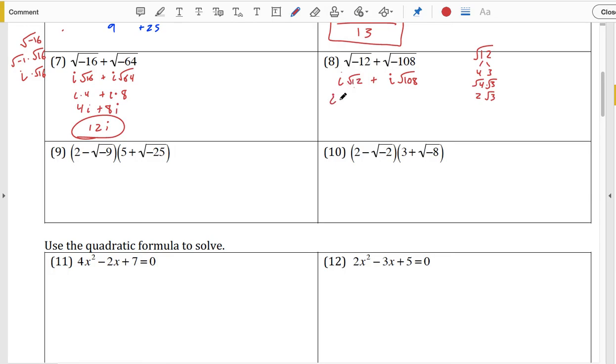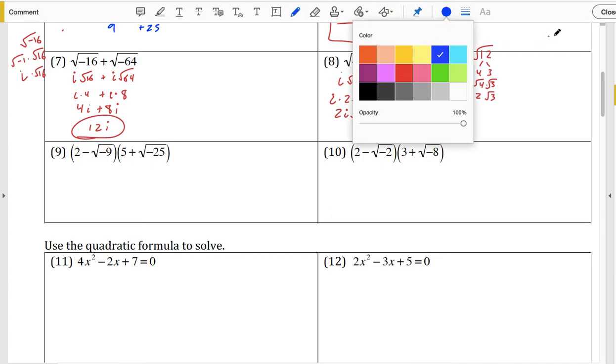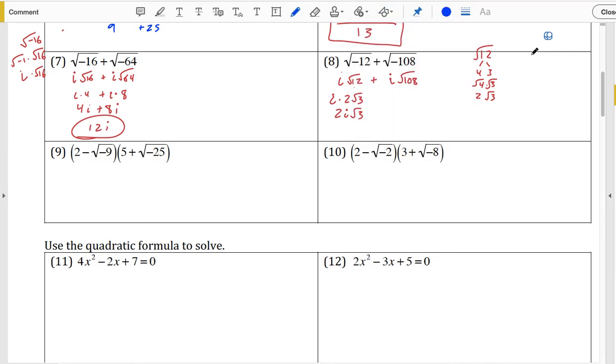So I have i times 2 root 3, which I can write as 2i root 3. So I've got 2i root 3 for i root 12. Then I do the same thing with 108. So I've got the square root of 108, which I know is, let's think, 12 times 9. So root 12 times root 9. I know this is 3, so that's nice.